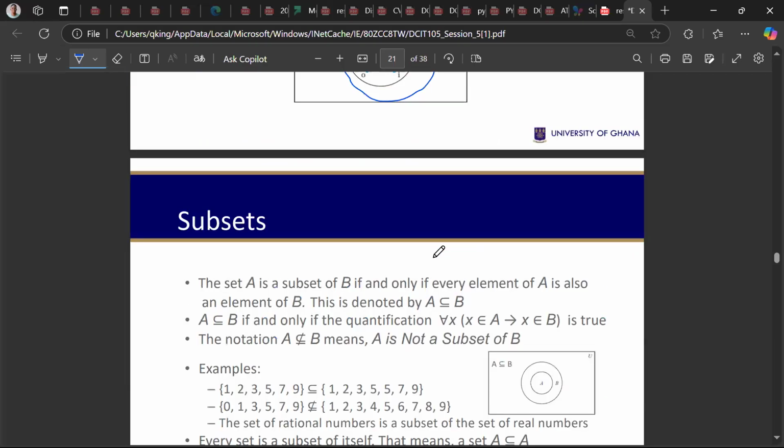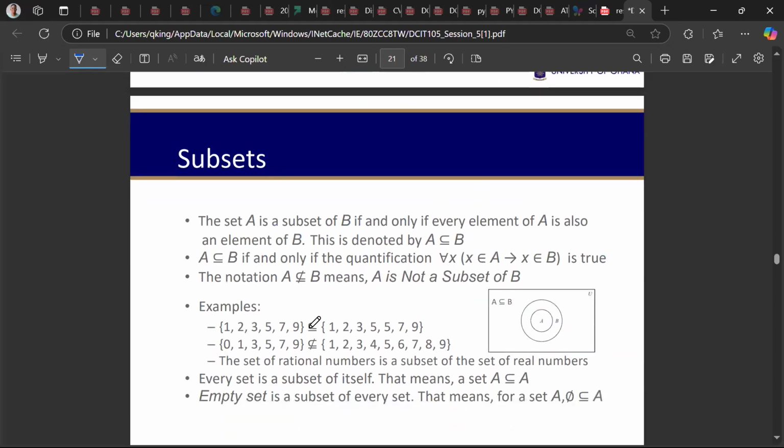All right. So now let's look at subset. When we say A is a subset of B, which is denoted as this, what we mean is that the set A is a subset of B if and only if every element of A is also an element of B. This means that if you pick any element from set A, that element must also be found within set B. And even if one element of A is not in B, then A is not a subset of B.